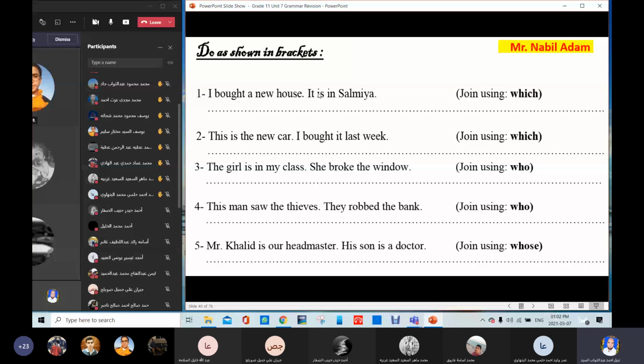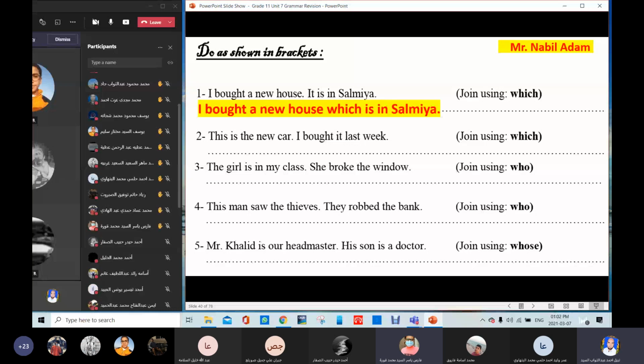Okay, who can answer the second sentence? This is a new car. I bought it last week. Yes, sir. This is the new car which I bought last week. Very good, Faris. Guys, he deleted the word it in the second sentence. Thank you. Let's see.